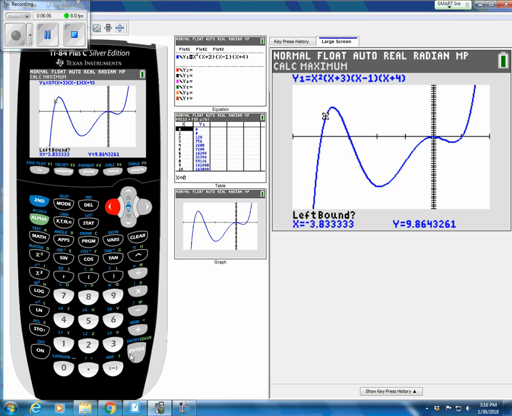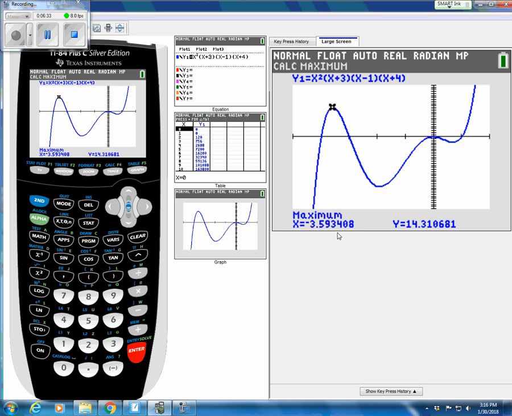Hit enter. Then it says right bound, move your cursor anywhere to the right of the point you're trying to find. Hit enter. Should mark it off, so the point I'm trying to find should be between these arrows and these lines. When it says guess, just hit enter. And this is the point that you want to write down. So in number 4, where it says highest point in quad 2, you want to write down this ordered pair. It says round to the thousandths place.